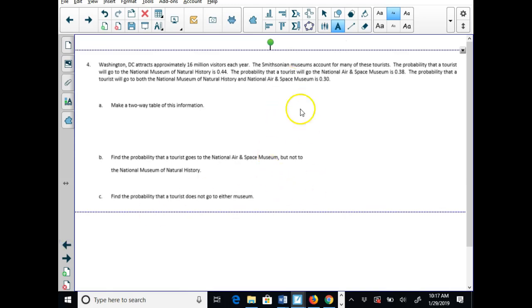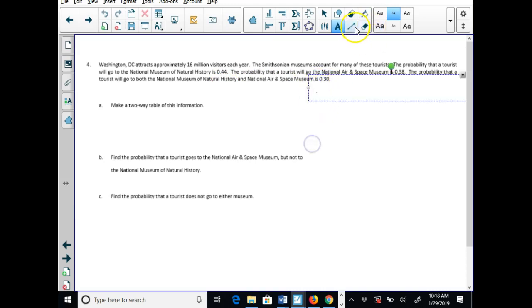Let's fill out this last two-way table together. The Smithsonian Museum accounts for many of these tourists. There's 16 million that come a year. The probability that a tourist will go to the National Museum of Natural History is 0.44. The probability that they'll go to the Air and Space Museum is 0.38. The probability that they will go to both of them is 0.30. Okay, so how would I fill out a two-way table for this?